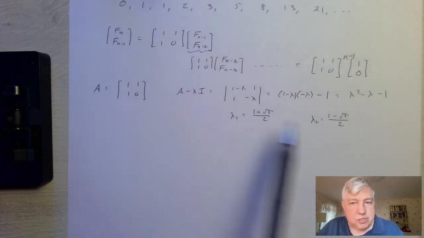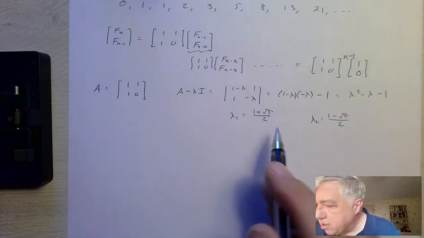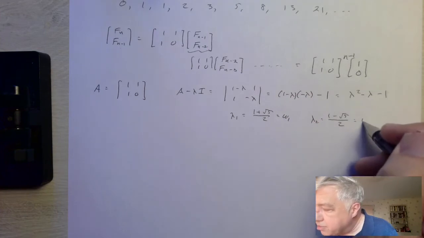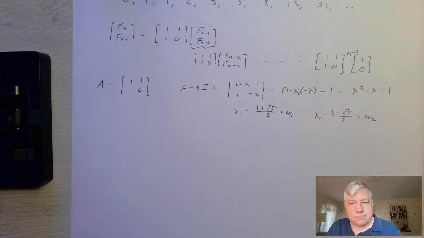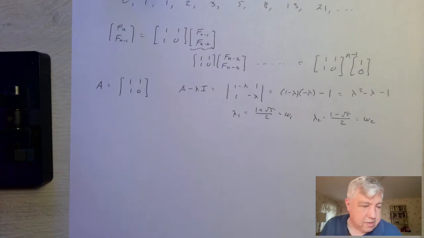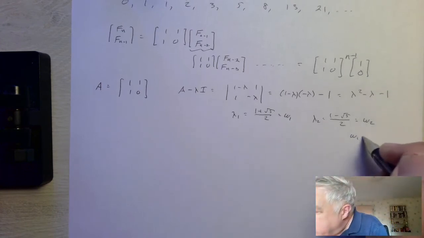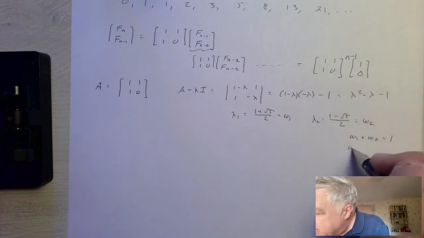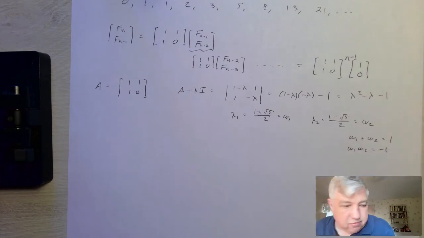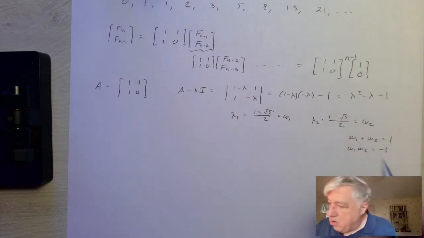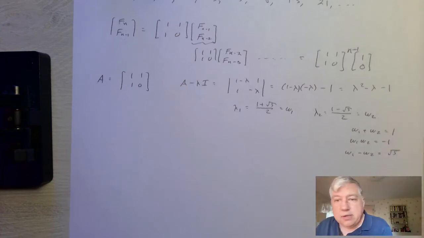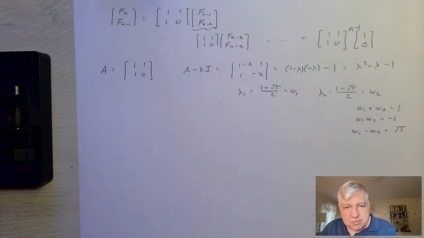This is the golden ratio. This is its conjugate. So we don't have to keep writing this down, I'm just going to call this omega 1 and this omega 2. A couple of things that might help when we're doing calculations: omega 1 plus omega 2 is going to be 1. Omega 1 times omega 2 is going to be negative 1. And omega 1 minus omega 2 is the square root of 5. You can check that. So there are just some tidbits there.